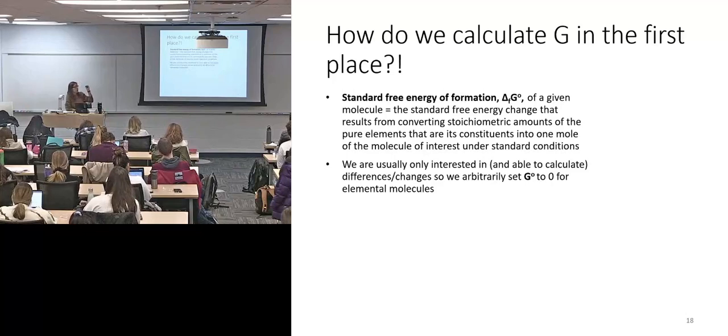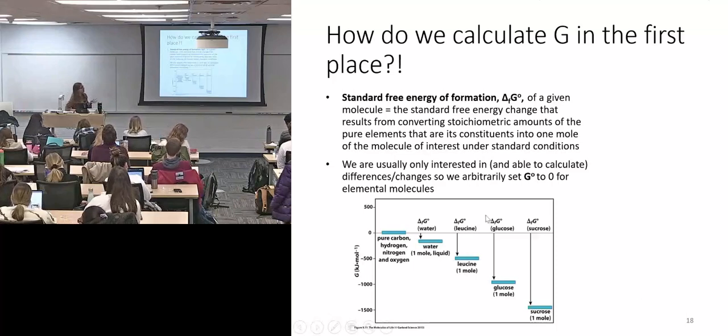Okay, so if I want to make one mole of CO2, I'm talking about putting together one mole of carbon and one mole of oxygen. Carbon is elemental carbon, oxygen is elemental oxygen. Those are both at zero free energy. I set them at zero arbitrarily, and so if I want to get the free energy of carbon dioxide, I need to use this free energy change of formation going from my elements to my CO2. Okay.